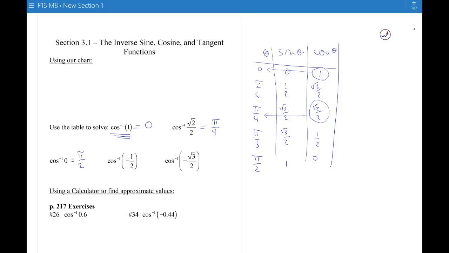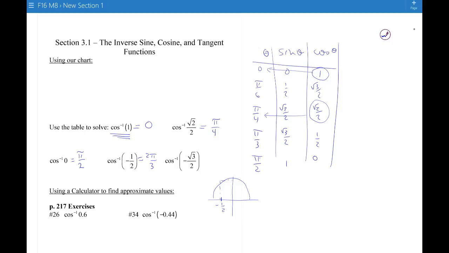And then let's think about how this is going to work with the inverse cosine of negative 1/2. Because if you're thinking unit circle, you're going to say, where is the cosine equal to negative 1/2? And you're going to come up here and you're going to go, oh, that's the angle 2 pi over 3. Because we have to be between 0 and pi.